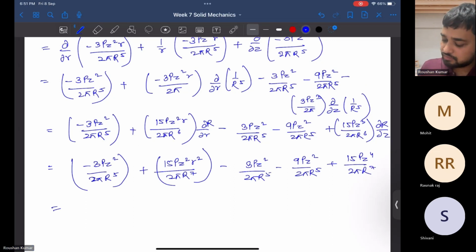Now taking this common, it will become actually 15p z to the power 4 upon r to the power 7. And here it is minus 3p z square upon 2 pi r to the power 5. So if we take r to the power 5 common, that is minus 15.